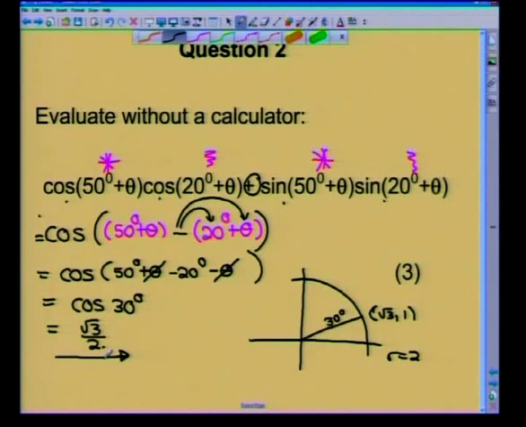So it looked hideous. It looked like you were going to be busy for at least a page. However, as you can see, by just recognizing, and because you know your formulas, you will recognize that you can condense that into a single thing. Okay, let's move on and look at another question.